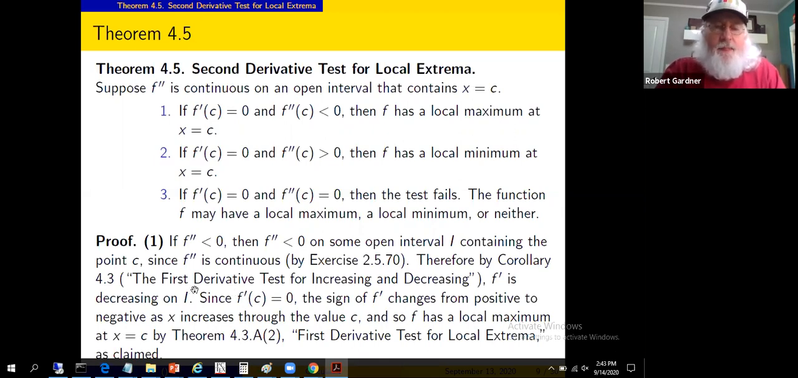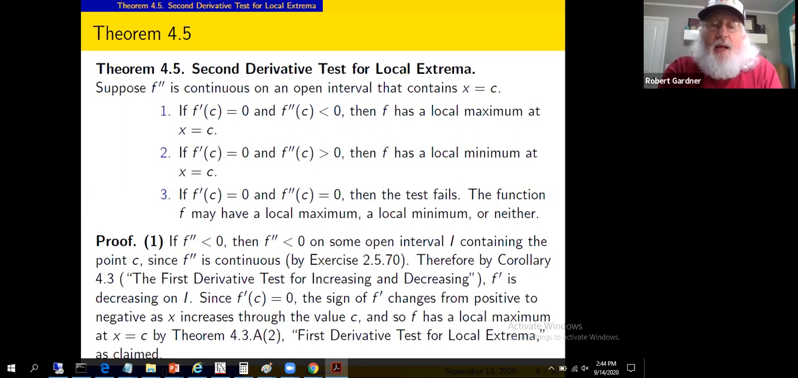Corollary 4.3, the fact that derivatives are rates of change and tell you about increasing, decreasing. I'm treating this as the derivative of the first derivative. So this derivative of the first derivative is negative, so that first derivative itself must be decreasing. The first derivative is decreasing because its derivative is negative. The second derivative is negative. So we have a decreasing f prime. F prime of c itself is 0, so the sign of f prime must change from positive to negative as x increases through the value of c.